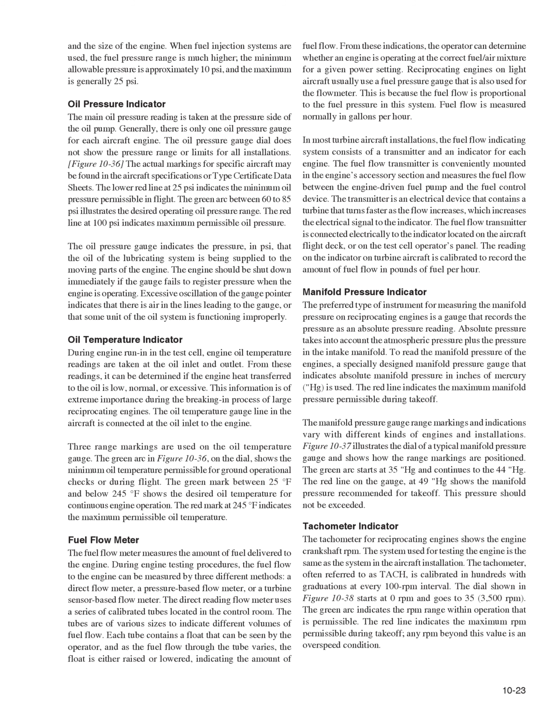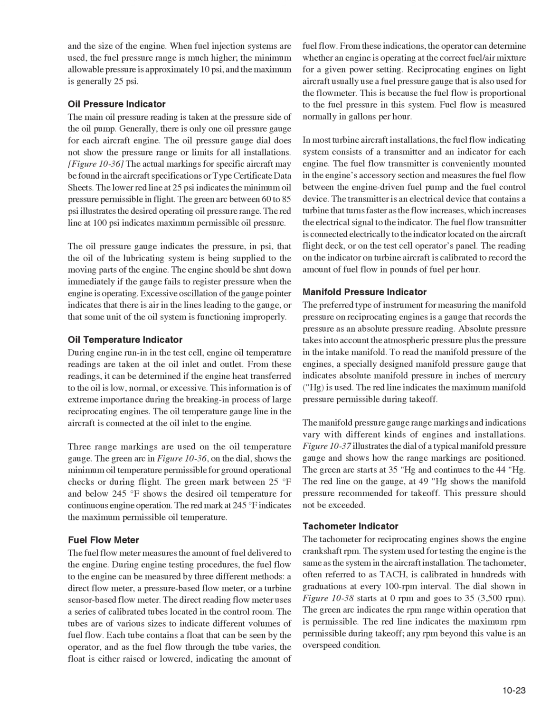In most turbine aircraft installations, the fuel flow indicating system consists of a transmitter and an indicator for each engine. The fuel flow transmitter is conveniently mounted in the engine's accessories section and measures the fuel flow between the engine-driven fuel pump and the fuel control device. The transmitter is an electrical device that contains a turbine that turns faster as the flow increases, which increases the electrical signal to the indicator.